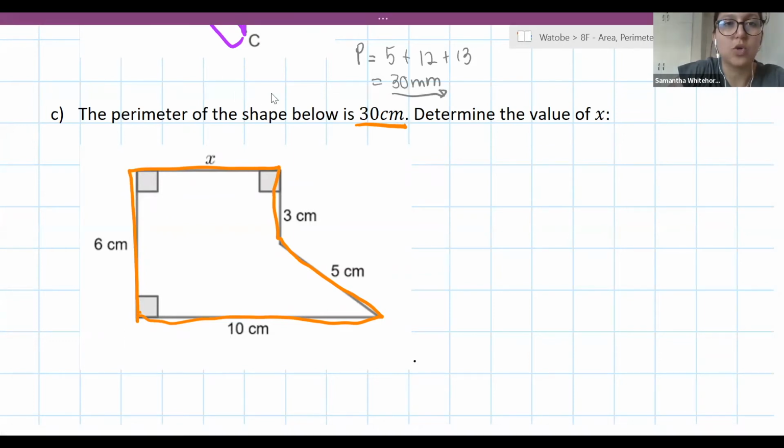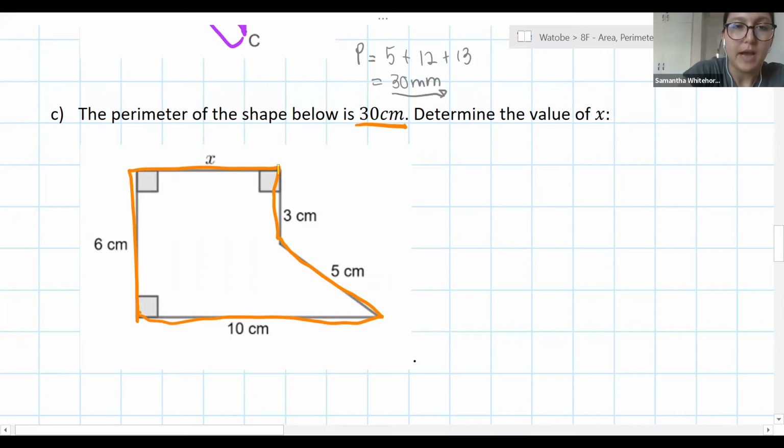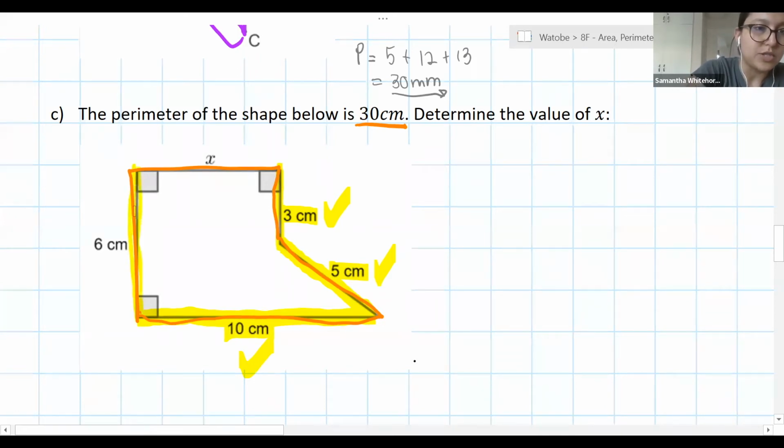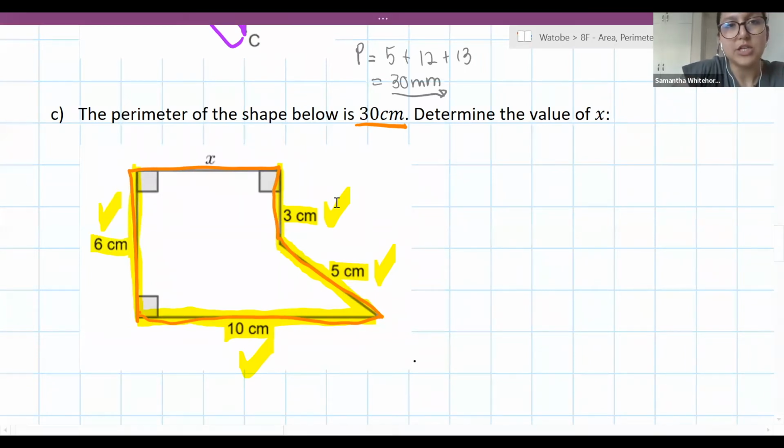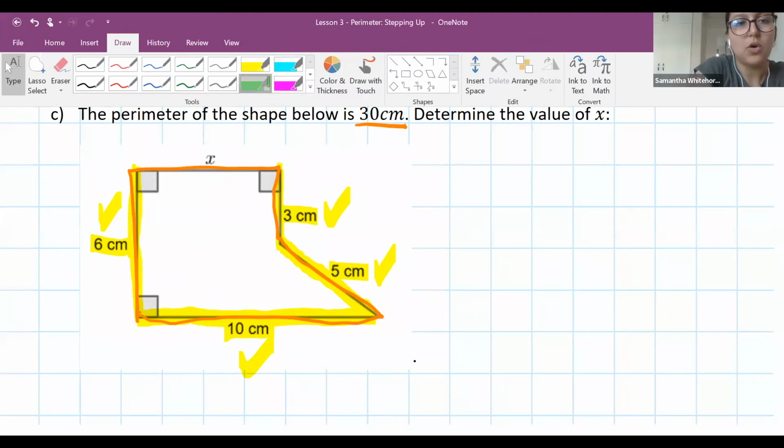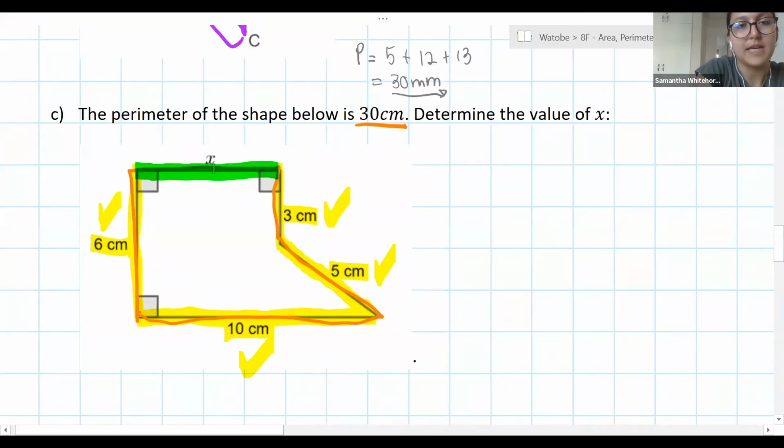So let's check which sides make up the shape. I've got this vertical side over here, and that's 3 centimeters. I've got this sloped side over here, told as 5 centimeters. I've got this long length at the bottom, 10 centimeters. I've got this vertical length over here, which I'm told is 6 centimeters. And so essentially, of the 30 centimeters, the only length I don't have here is x.